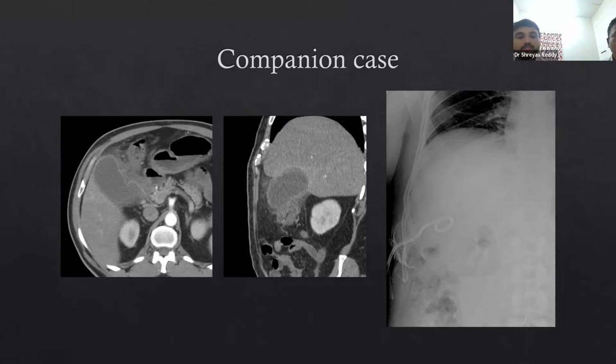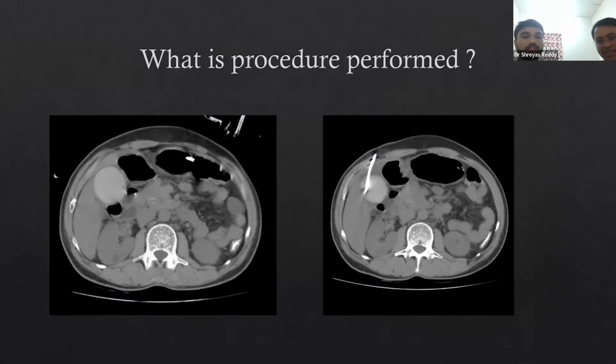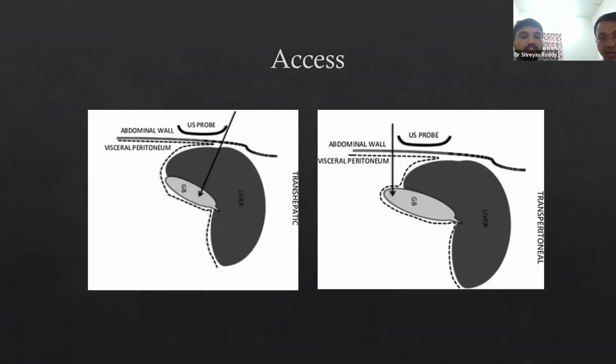Okay, so this was just to show where all pigtails can be used and drainage can be done. So we'll switch on to the next case actually, which is where the actual intervention starts. This is just a companion case to show the percutaneous cholecystostomy. This is what he just told, the transhepatic and transperitoneal. Okay, I think Shreyas has already told. Can you go on to the next case, Shreyas?